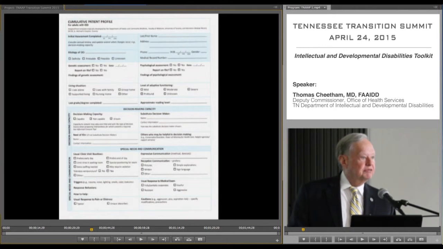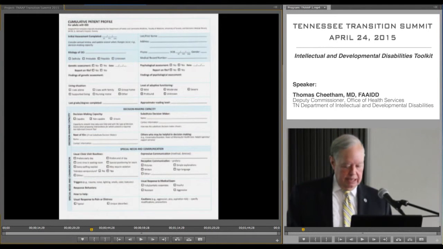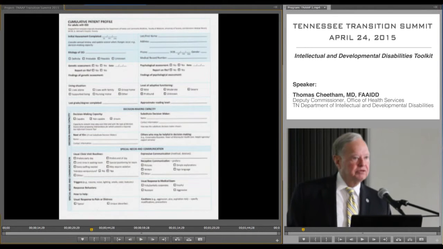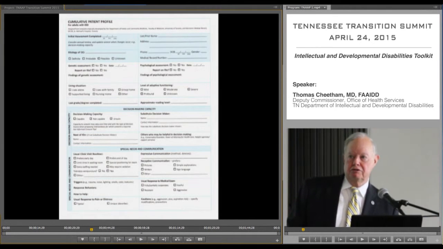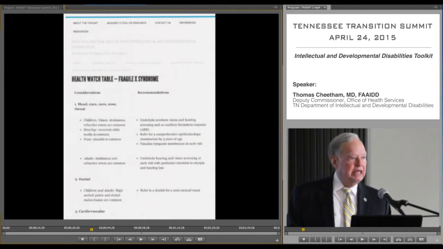And that's just a list of some of the other components of that. So that can be a useful document, or you can take some elements of that, or you might sample some of this for your adult providers you're trying to engage with to take on the care while we're waiting for the buses. And then the health watch tables.